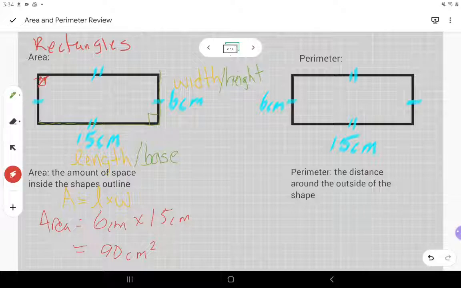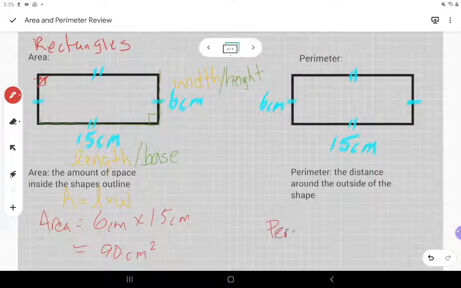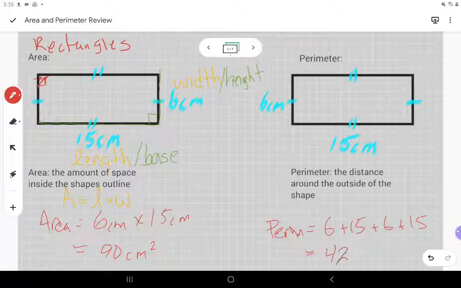Okay, for perimeter, I'm going to pretend I'm starting in this corner, and I'm going to walk along the width, which was 6, and then the length, which is 15, and then the width again, which is 6, and the length again, which is 15. So really, when I'm finding the perimeter, it is the 6 plus the 15 plus the 6 again plus the 15. I've walked around all 4 sides of the rectangle. 6 plus 15 is 21, plus 6 is 27, plus 15 more is 42 centimeters.